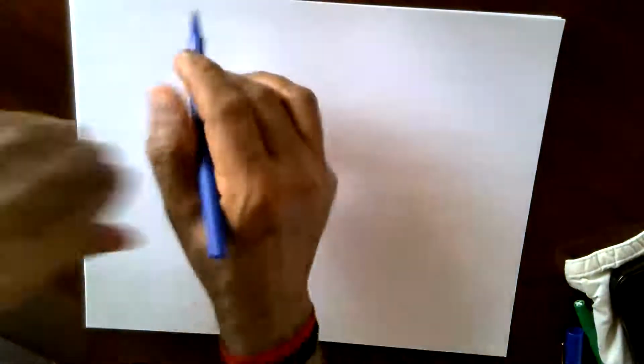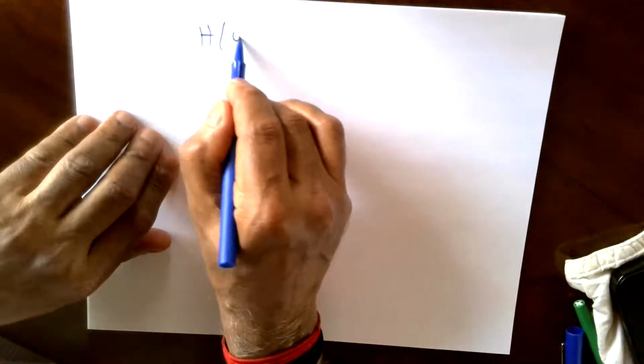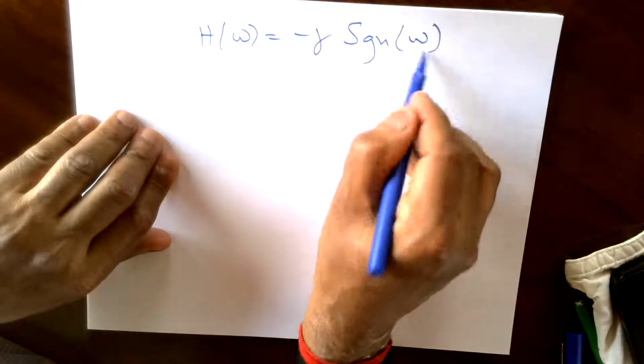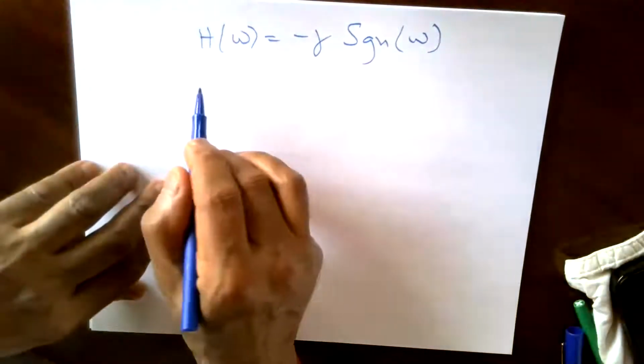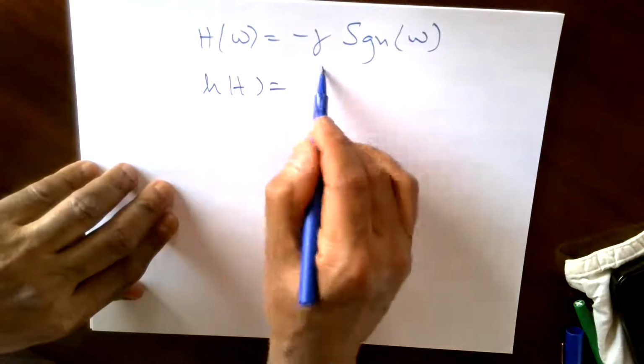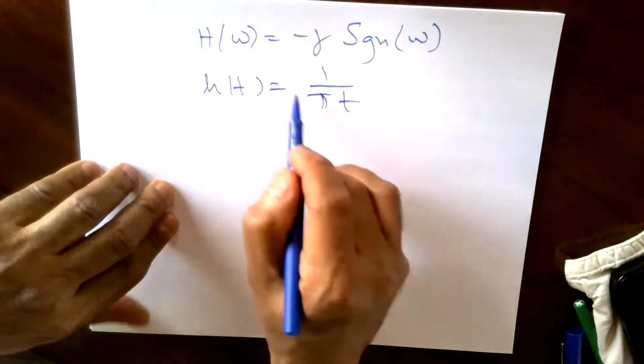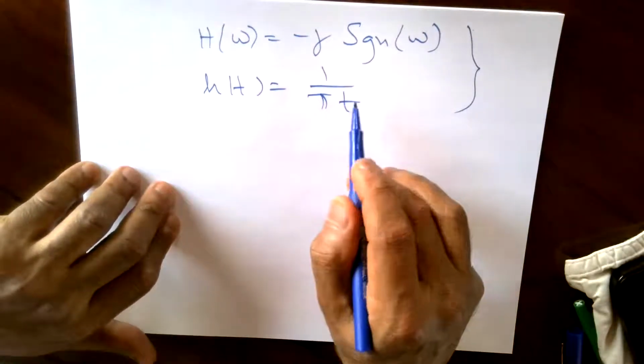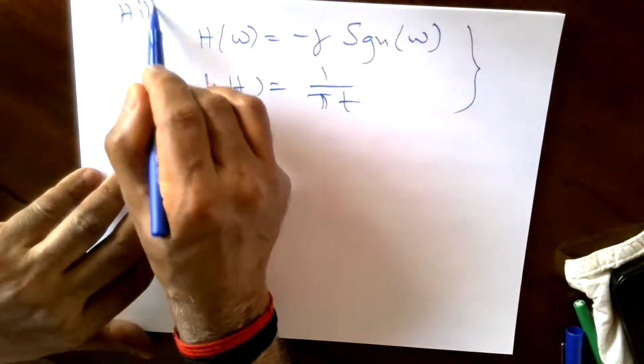So let me just summarize all this. If you define H of omega to be minus j sine omega in the frequency domain in this manner, at least the time domain expression is more sane. So this is the Fourier transform pair. So this is the Hilbert transform.